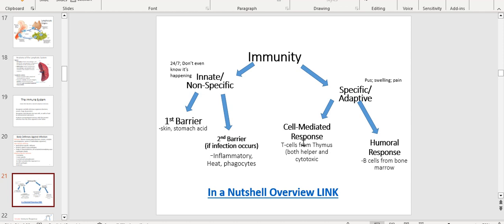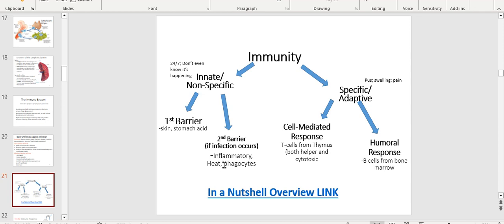Second barrier of the innate, non-specific: if an infection occurs of some kind, the inflammatory response. Your skin becomes red and irritated and itchy and inflamed. That just means there are more bugs, more cells than there should be. That's why a cut, when it gets infected, becomes raised and red and sore, because there's more going on than there should be. Heat, your temperature increases. And there's a reason why your temperature increases: bugs don't like it.